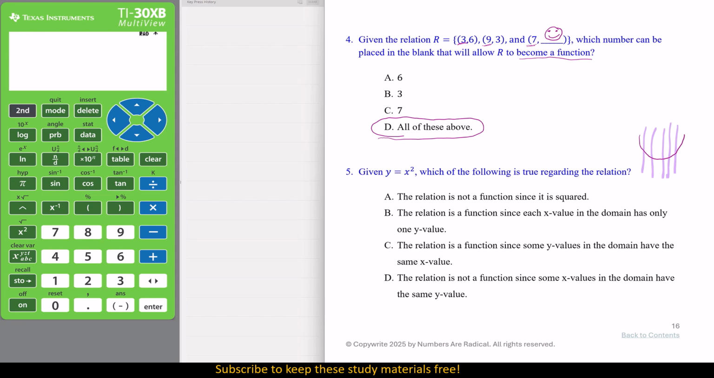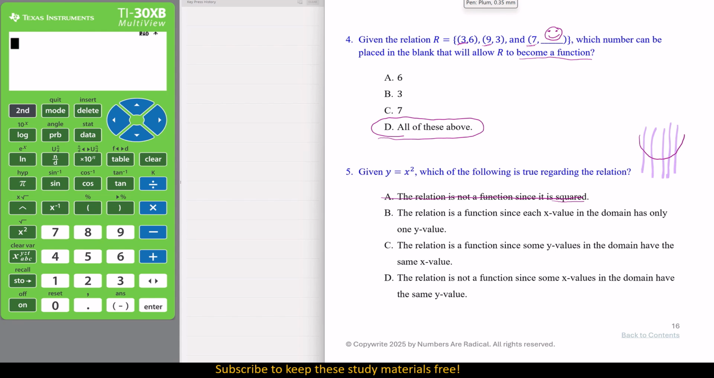So we need to go through and talk about each of these. A, the relation is not a function since it is squared. Being squared has nothing to do with the definition of being a function, and it is a function. It passes the vertical line test. Now B, the relation is a function since each x value in the domain has only one y. I agree with this.